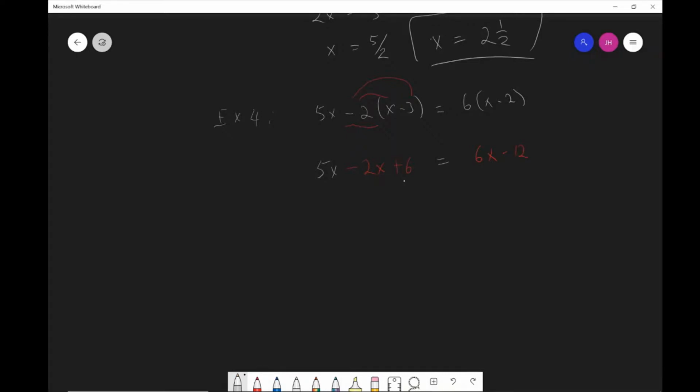Now, is there anything I can combine like terms on either side? Yes. On the left side, I have a variable and a constant. On the right side, I also have a variable and a constant, which means on the right side I can't do anything about it. Variable and constant cannot be combined like terms, but variable and variable can be combined. 5x minus 2x, that will give me 3x. Copy down the rest, equal to 6x minus 12.